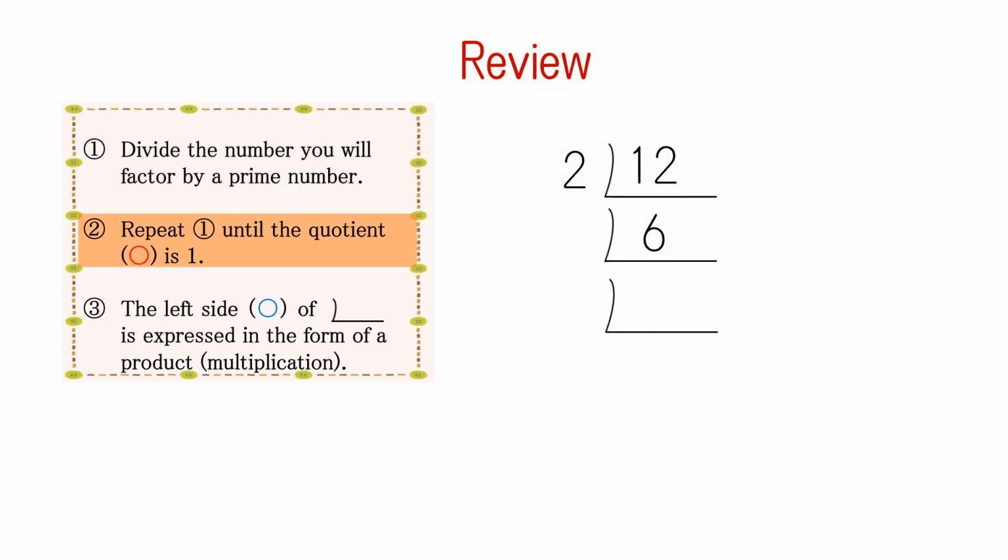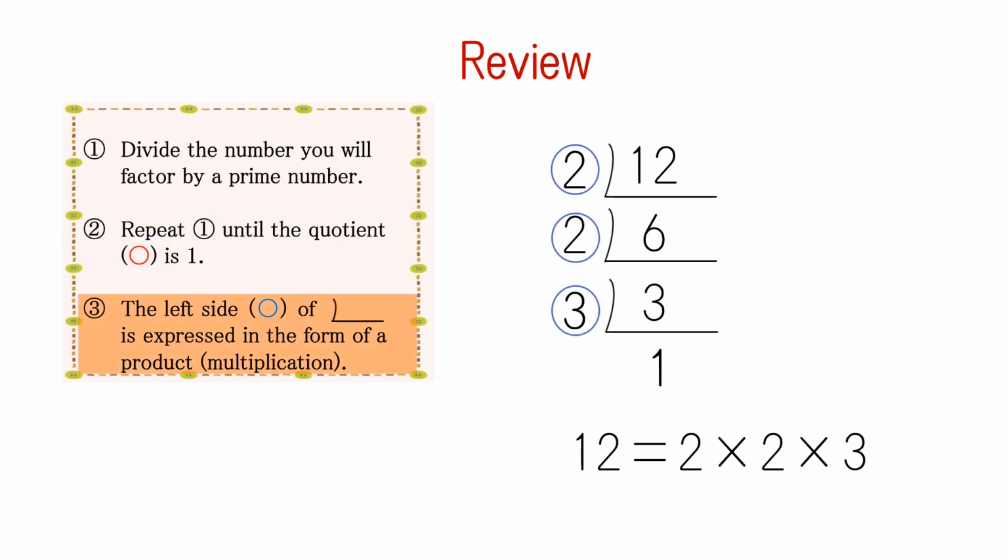Repeat step 1 until the quotient is 1. Finally, the prime factorization is completed when the blue circle on the left side is represented by a product. This time, we get 12, which is the product of 2 times 2 times 3. That concludes this lesson.